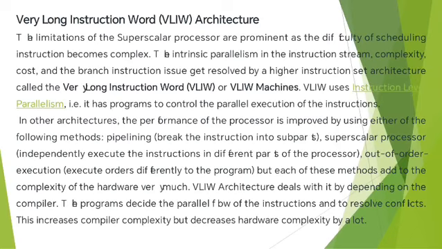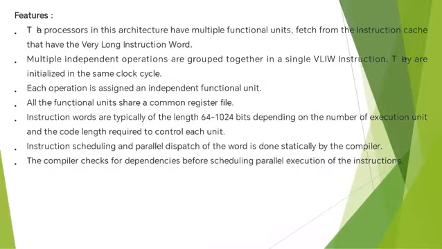VLIW uses instructions with long parallelism. It has programs to control the parallel execution of the instructions. Features: the processor in this architecture has multiple functional units fetched from the instruction cache that have the very long instruction word. Multiple independent operations are grouped together in a single VLIW instruction. They are initiated in the same clock cycle. Each operation is assigned an independent functional unit. All the functional units share a common register file.